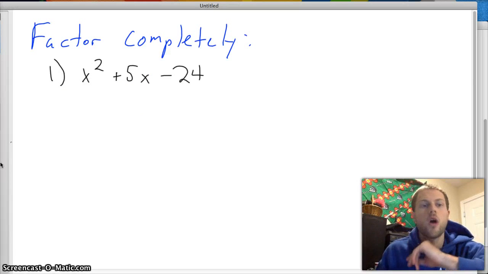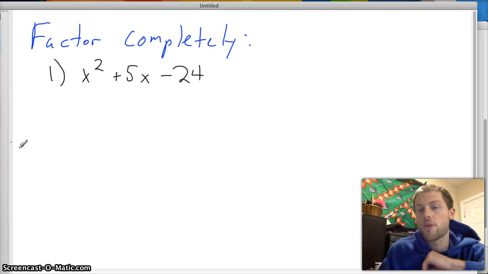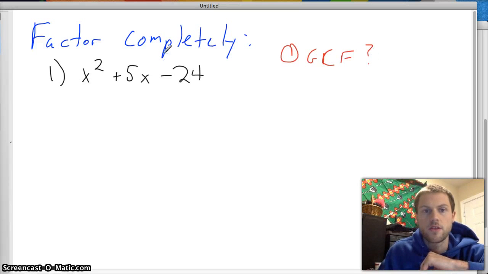So the first thing you always want to check for when you're factoring is whether or not there is a GCF in this quadratic. So is there a GCF? No, there is not.